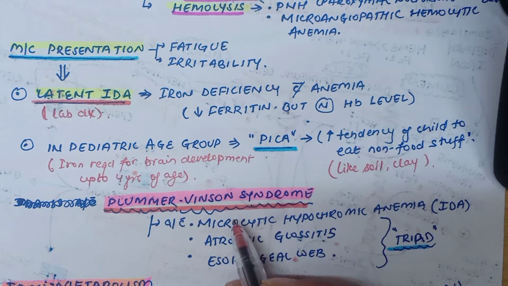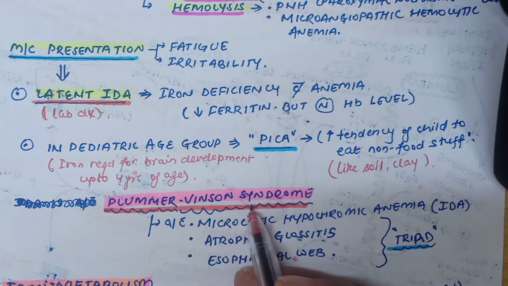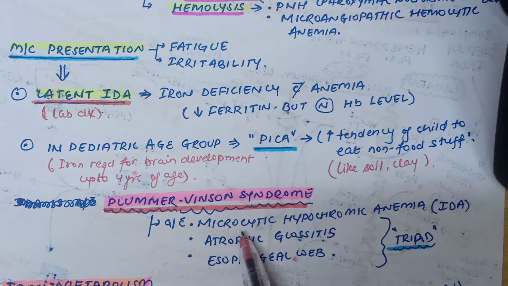It can also present with Plummer-Vinson syndrome. Plummer-Vinson syndrome is characterized by a triad of microcytic hypochromic anemia, atrophic glossitis, and esophageal web. So this forms a triad of Plummer-Vinson syndrome, that is microcytic hypochromic anemia, atrophic glossitis, and esophageal web.